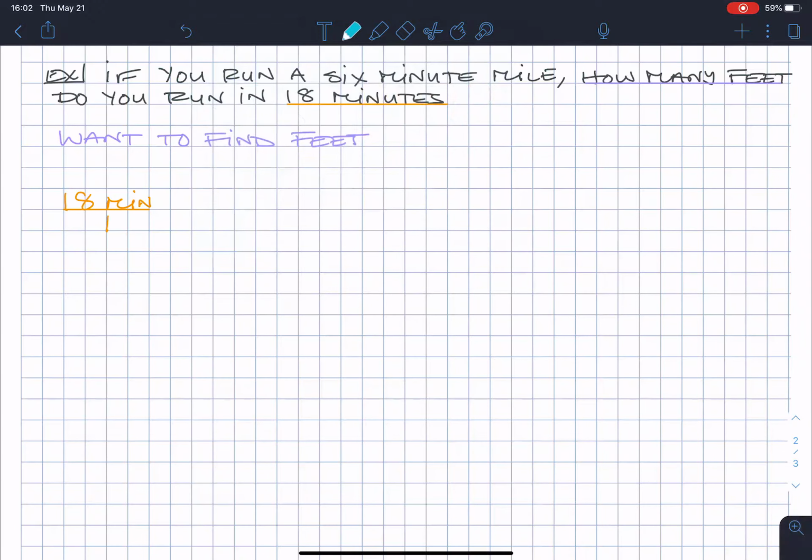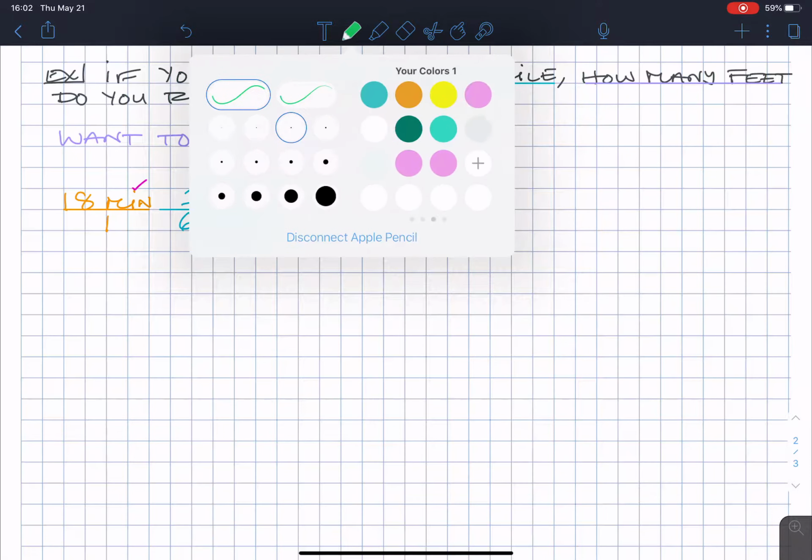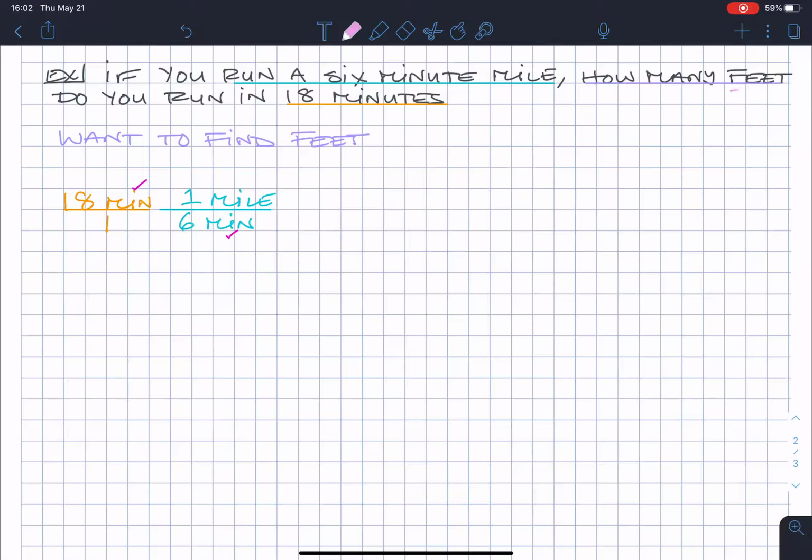Well, if I look that I run a 6-minute mile, that means for every 6 minutes, I run 1 mile. Agreed? So what this allows me to do is to reduce the units of minutes. But I don't want miles, I'm still looking for feet. So let's see, maybe I'll use pink. So I'm still looking for feet.